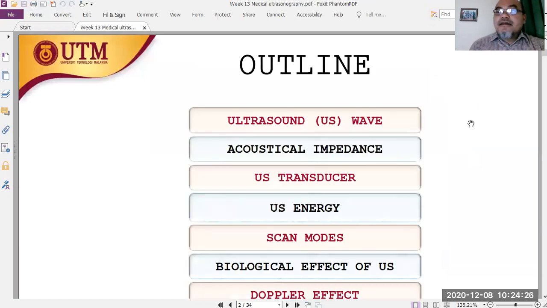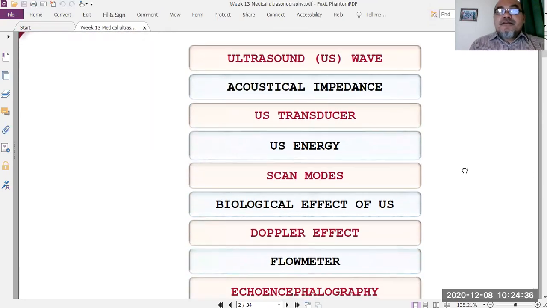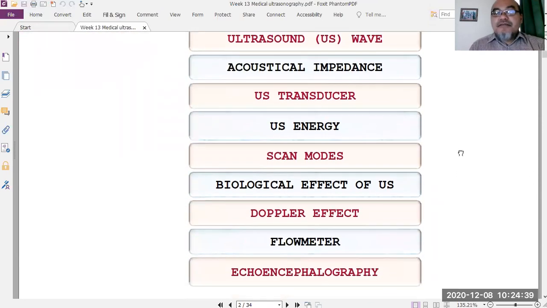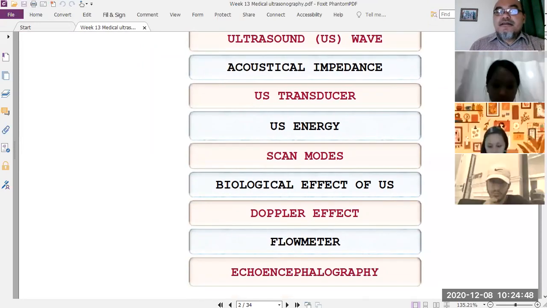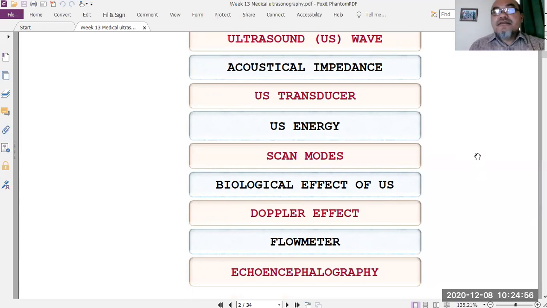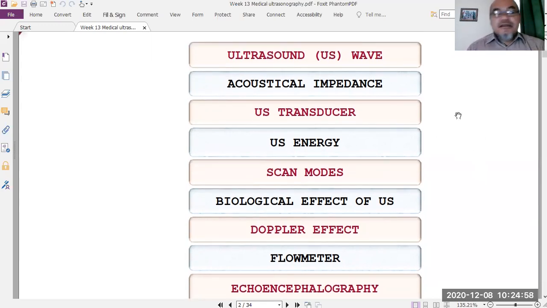Okay, so this slide is courtesy of my former colleague, Dr. Sofika Saidin from University of Technology Malaysia. I borrowed from her. So first, we are going to introduce ultrasound waves, and then acoustical impedance, one of the important physical properties in ultrasonic instrumentation. Then the ultrasound transducer itself: how is it made? What is it composed of?